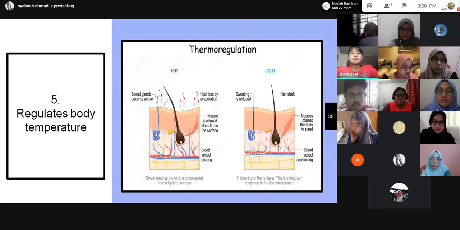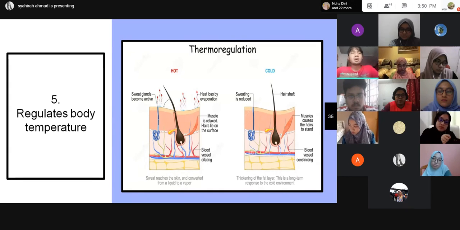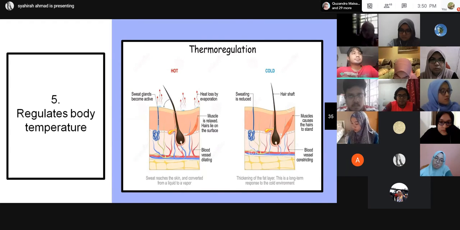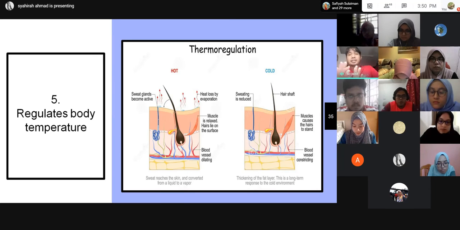Skin also has a role in the regulation of body temperature. In a hot environment, the skin blood vessels will vasodilate. This will increase the skin blood flow and loss of heat to the environment. Perspiration also occurs to help cool down the body by evaporation of sweat. Okay, the erector pili muscle is relaxed so that the hair shaft lies on the skin surface.